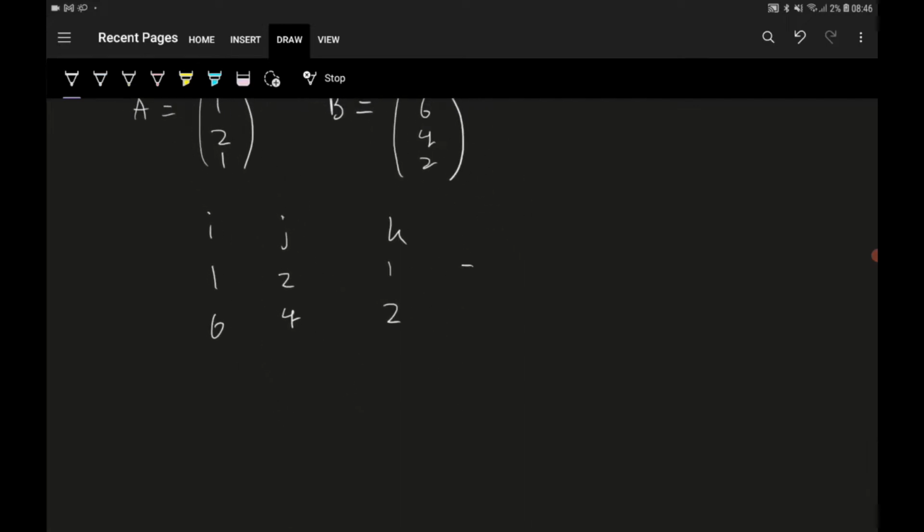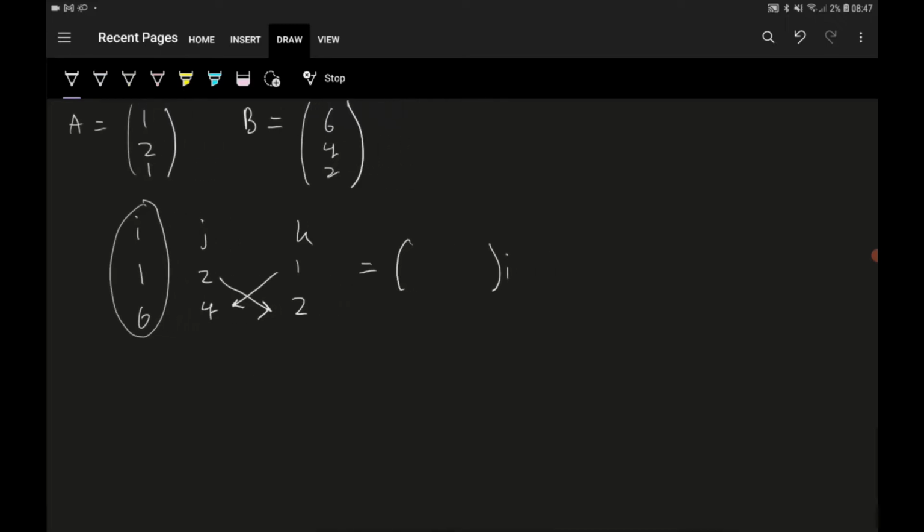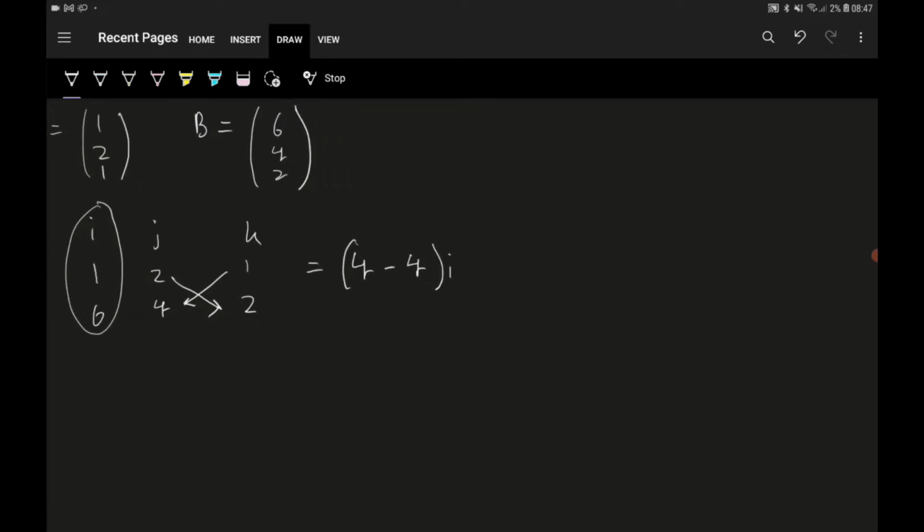And now, what we do is first find for i, and when we're trying to find for i, we ignore i completely, and we just continue with our determinant. I'm pretty sure we call this the determinant when we cross multiply like that and subtract. So 2 times 2 is 4, minus 4. Wow, there is no i.